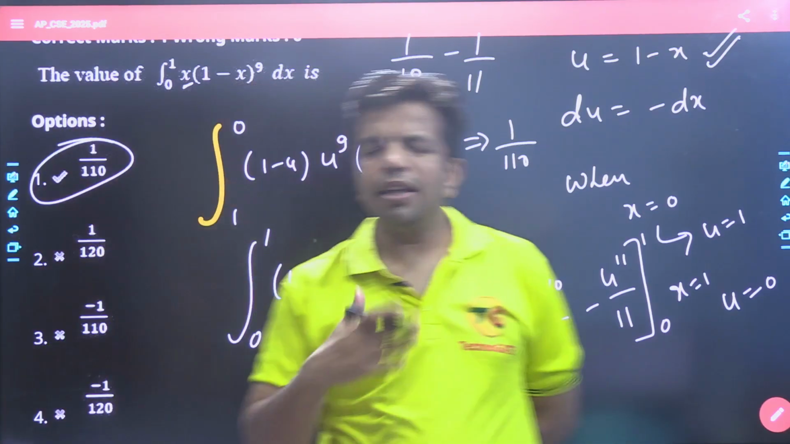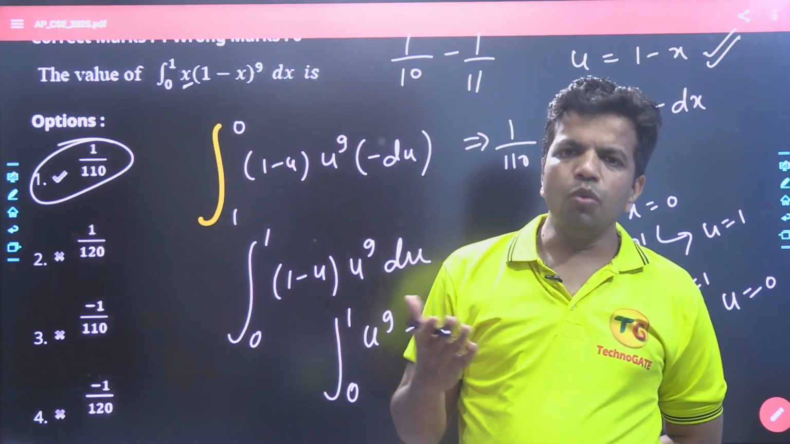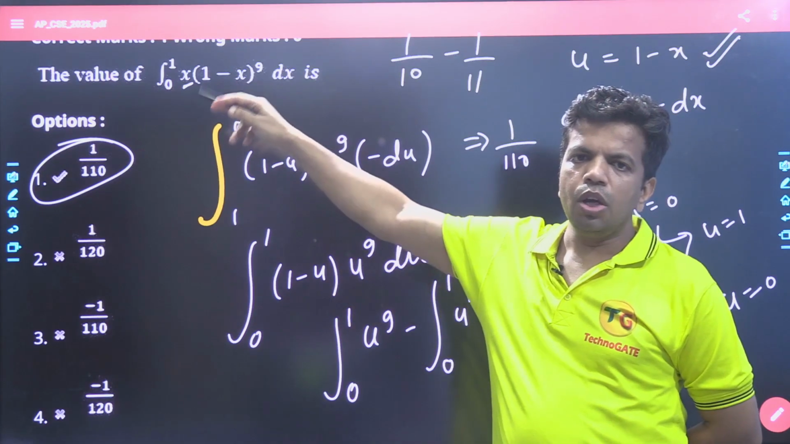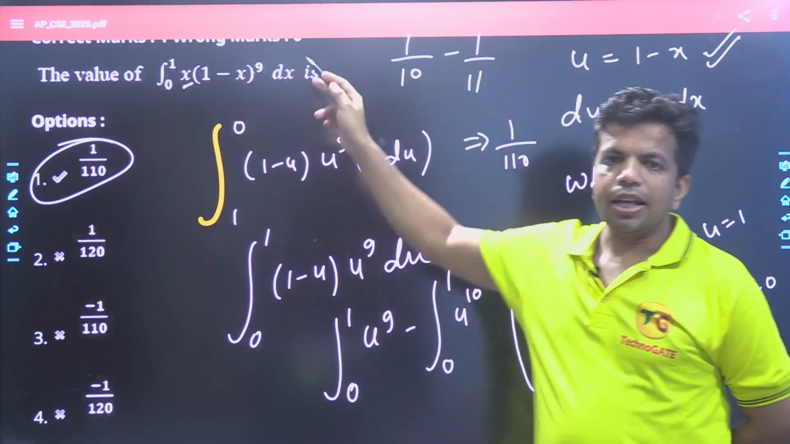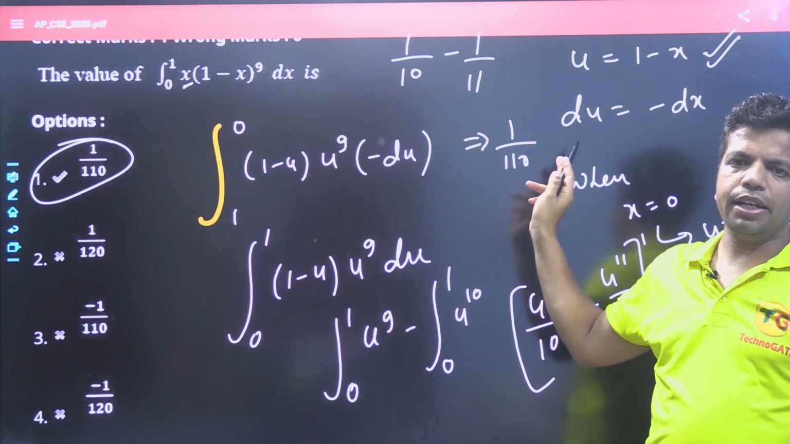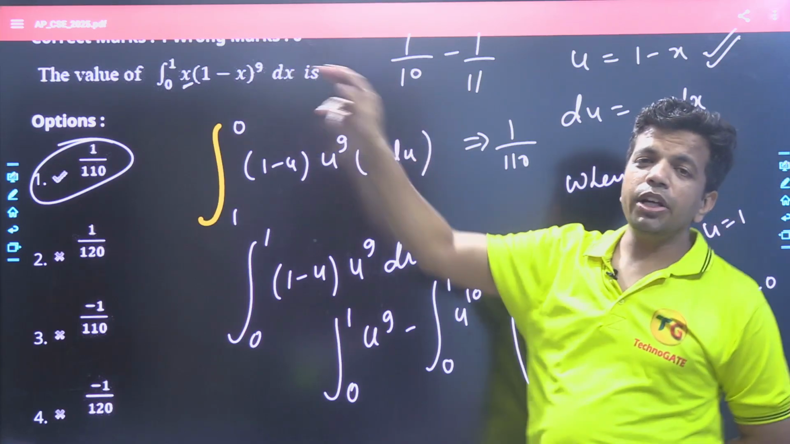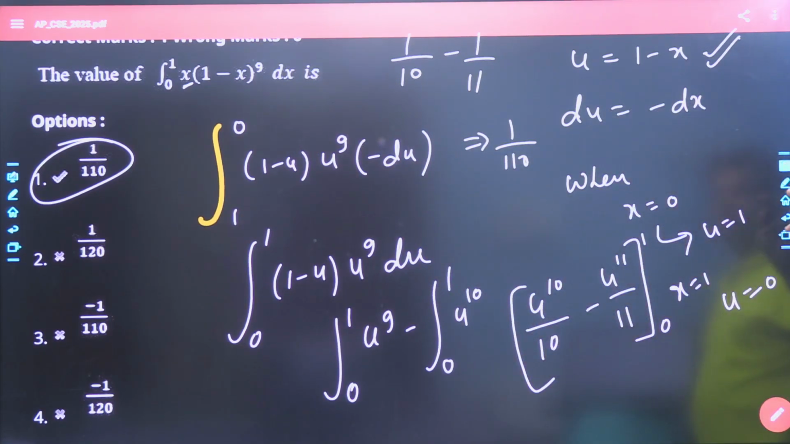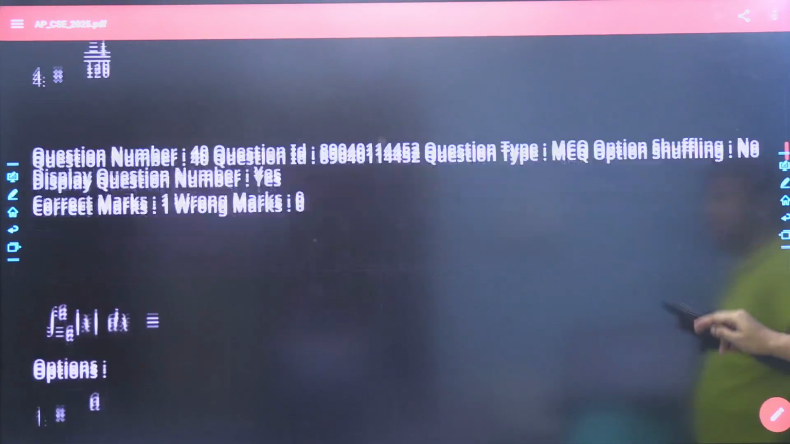Okay, so simply substitute u in place of 1 minus x. Because of that, 1 minus x becomes u and x becomes 1 minus u. Correspondingly you need to change dx in terms of du, and you also need to change the limits. So after solving, you can conclude with the first option.